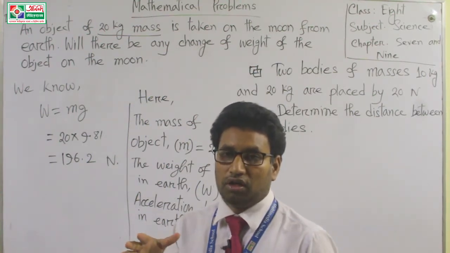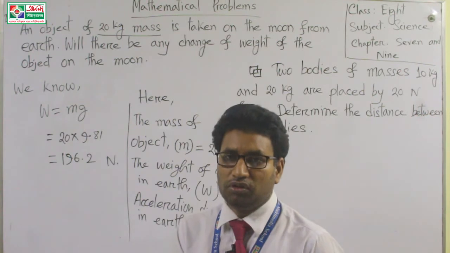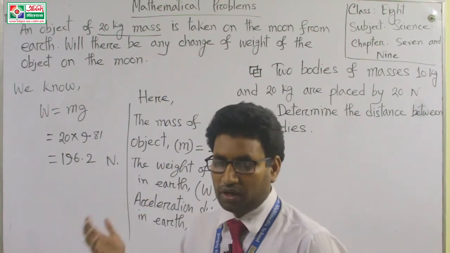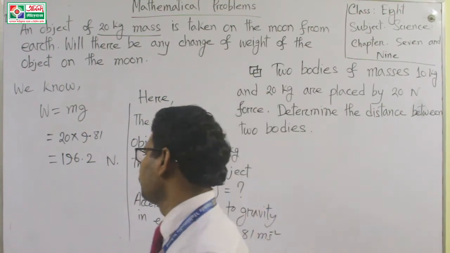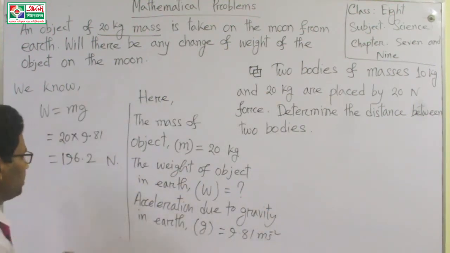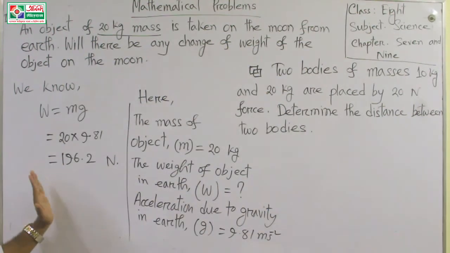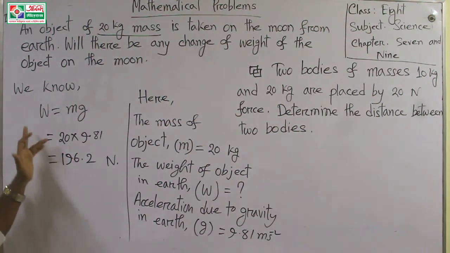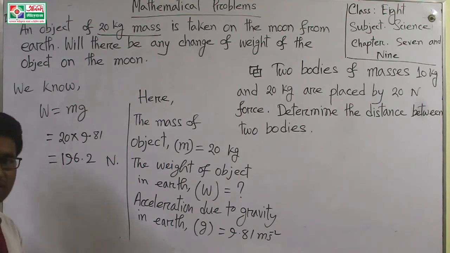And then I will find the weight of the object when it stays on the moon. This is the weight on the earth, 196.2 newton.